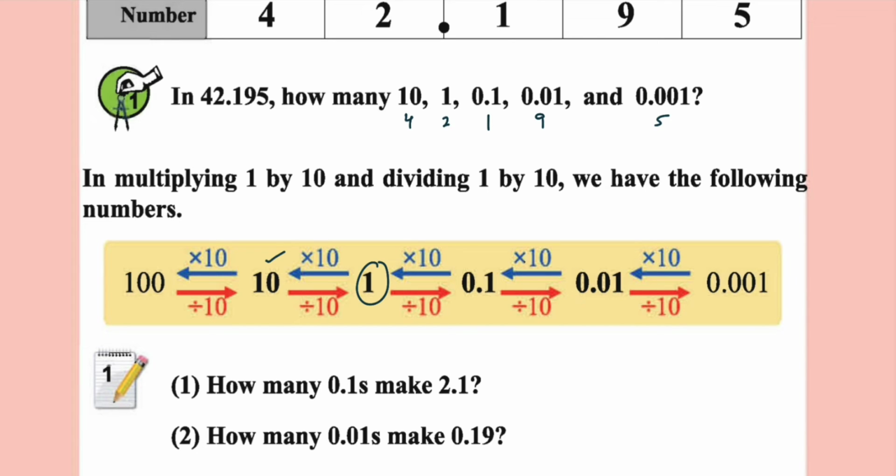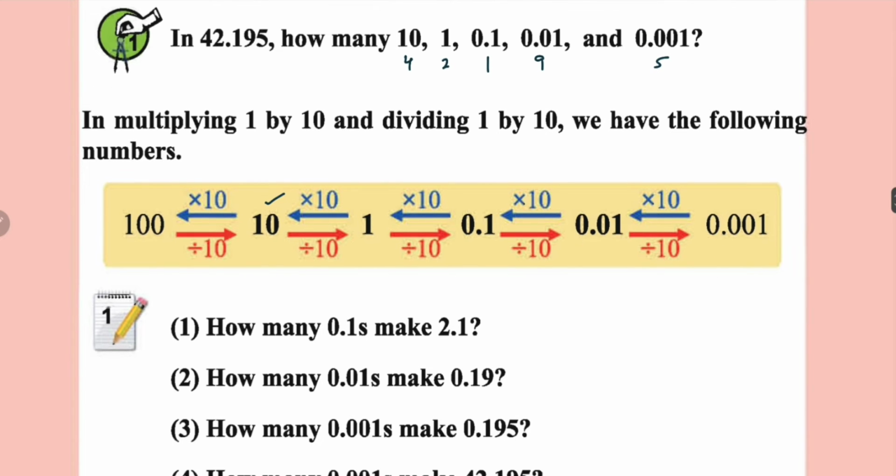Fair enough. Let's see how many 0.1s make 2.1. If you want to know how many 0.1s are in 2.1, you have to divide 2.1 by 0.1. Just multiply by 10 on both numerator and denominator. 2.1 into 10 is 21, as the decimal point shifts towards the right by a digit, and 0.1 into 10 is 1. So the answer is 21.